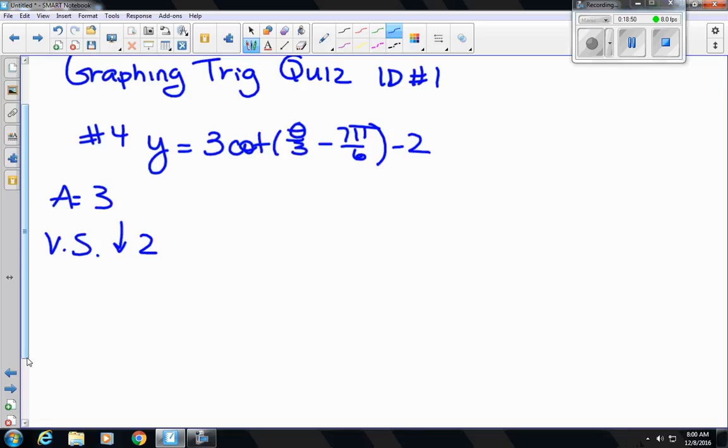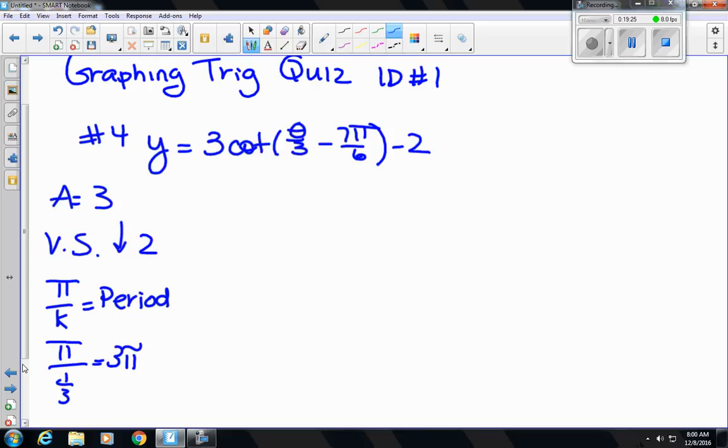So now if it's a cotangent graph, the period is pi over k. That's the formula that you're going to use on this one. So what is k? It's 1/3. So we're going to go pi divided by 1/3, which is going to be 3 pi. That's important. 3 pi. All right.